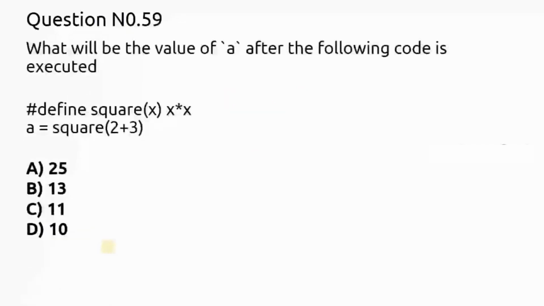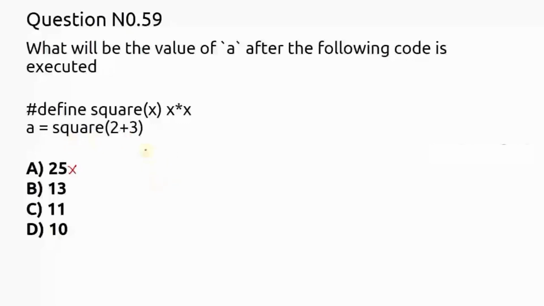So question number 59, what will be the value of A after the following code is executed? So you can observe here, A equals, it's a preprocessor directive, square of x is equal to x into x, square of 2 plus 3. It's not like 2 plus 3 equals 5, 5 square is 25. This is not the correct answer. So the execution will be like this.